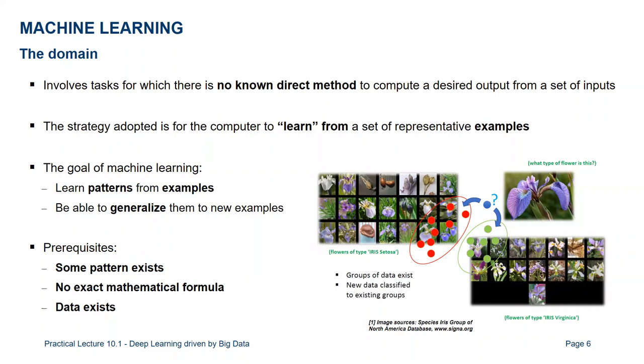So as Maurice already mentioned, the goal of machine learning is to learn patterns from examples. And then, of course, what you're aiming for is generalization, which means that once your model is trained, you will be able to identify and recognize future images and understand which of the two flowers it is. And as a prerequisite, we already saw that we need to have some pattern in the data where we don't have an exact mathematical formula to connect input and output. And of course, data needs to exist, right?